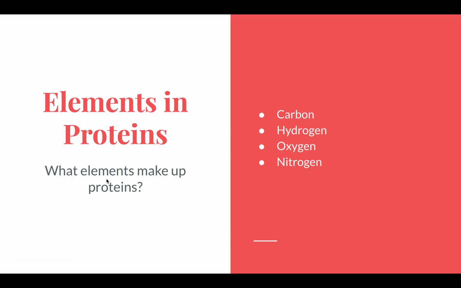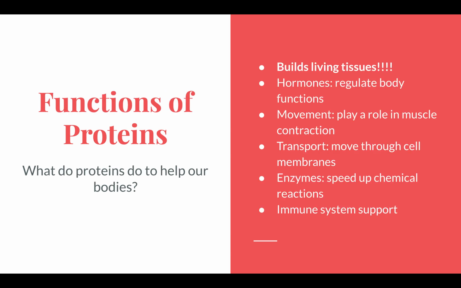The elements in proteins that serve to make them different from the other biomolecules: proteins have carbon, they have hydrogen, they have oxygen, and they have nitrogen. So notice that nitrogen is new. That's something that the other biomolecules that we talked about so far have not had, and that is part of what makes protein different.